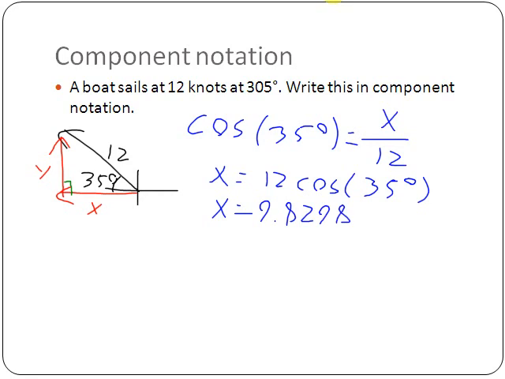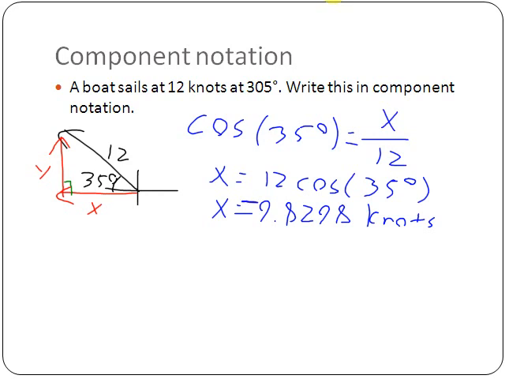Not rounding too much yet. We'll get to that later, and this would be in knots in the x direction, as that's its component. But if you look very carefully, you'll see that x goes backwards. So whenever you're doing this, treat it like a triangle normally, and then look at the picture afterwards to figure out what the sign is.